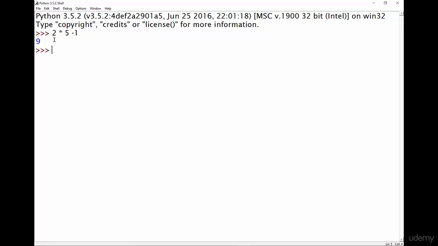So to do that, we can do 2 times and open up a bracket and put 5 minus 1 inside the bracket. Okay, so now because brackets are at the start of BODMAS, 5 minus 1 is going to be forced to be calculated first to get 4. Then 2 times 4 should give us 8. So there we are. We've got the same numbers on the screen, but just by using BODMAS to our advantage, we've actually got a completely different answer.